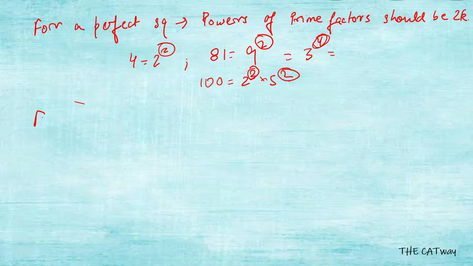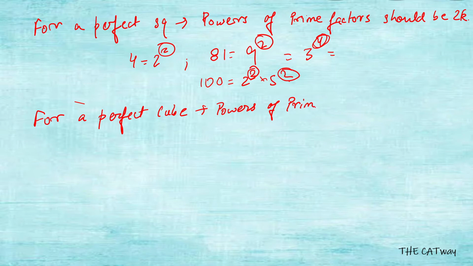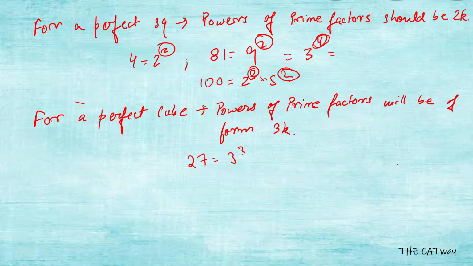Now let's talk about a perfect cube. For a perfect cube, again I hope you understand, powers of prime factors will be of the form 3k. Now you can check it also. Let's say 27. 27 is 3 to the power 3, it is 3k. Let's talk about 64. It is 2 to the power 6. So it is 3k.